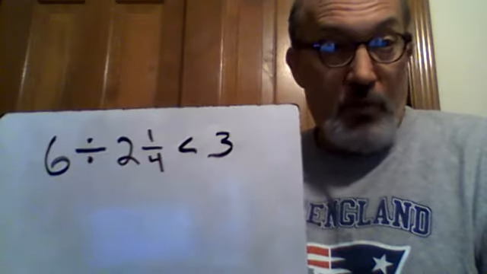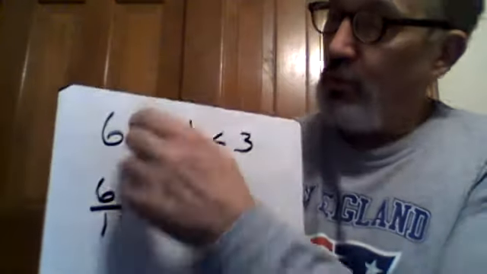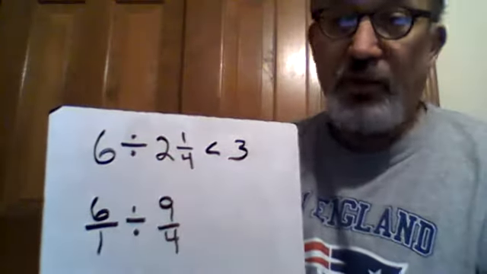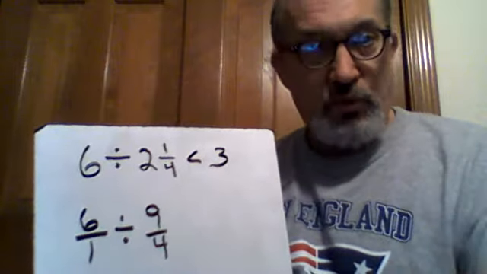How are we going to come up with that exact quotient? Well, 6 over 1 divided by 9/4. This fraction division is equivalent to what's above. 6 is the same as 6 over 1. 2 1/4 is, of course, 9/4. Keep, change, flip. 6 divided by 9/4 would be 6 times 4/9.